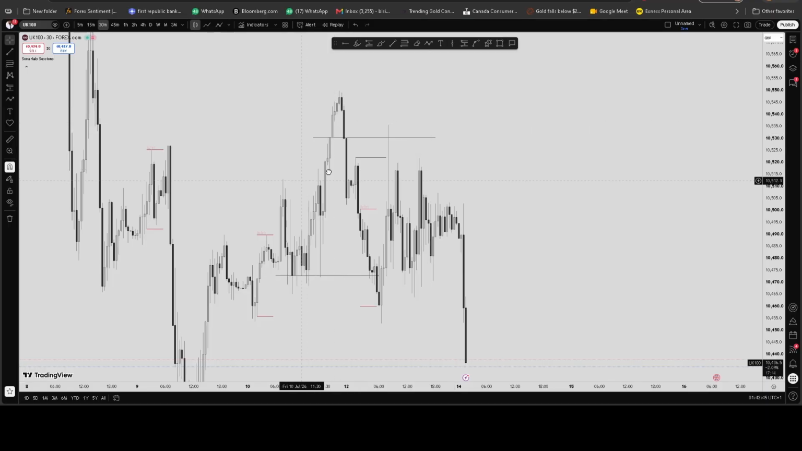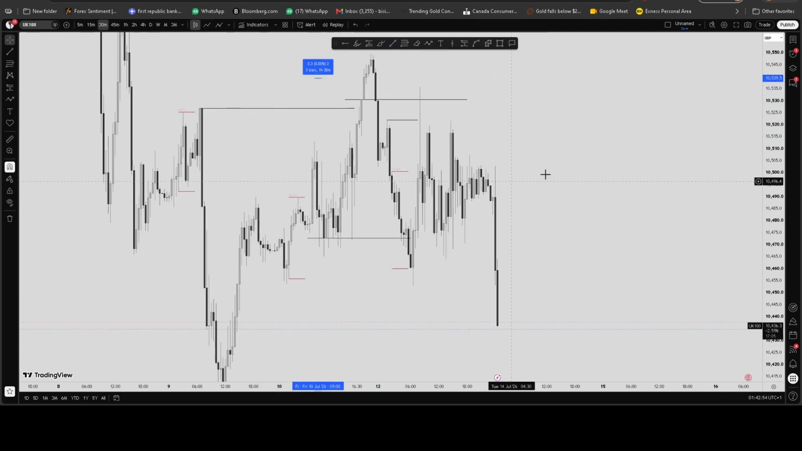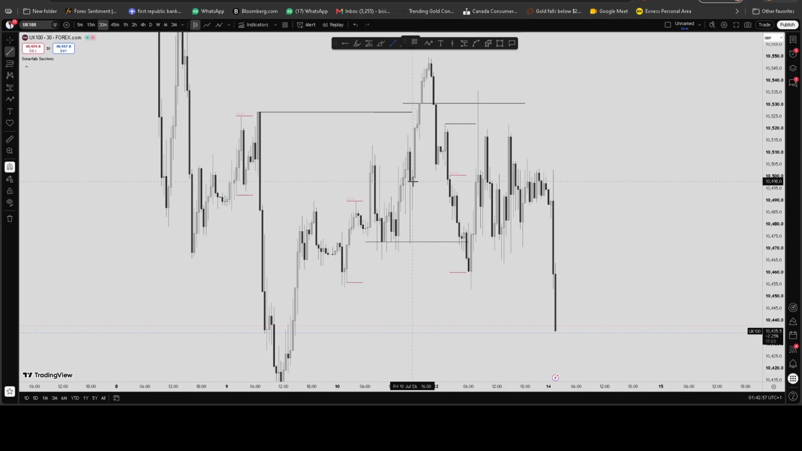You see, all these points of interest are clean. We had a break of structure, a minor market structure, took out this high. After price took out this high, we broke two structures. And if you haven't watched my video on entry, please make sure you watch.